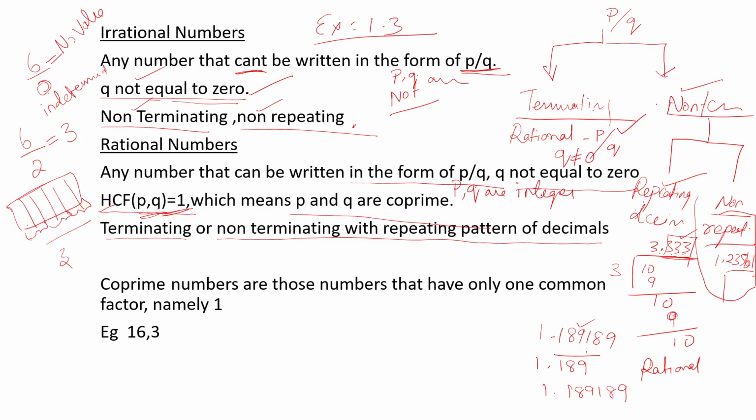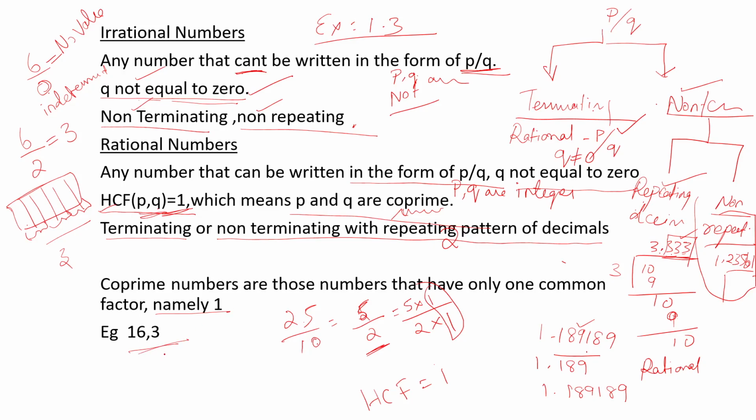Suppose I am giving here 25 by 10. This is in the form of p by q, but it can be further simplified as 5 by 2. Now what are the factors? 2 into 1. What is the common factor? 1. So the HCF will always be 1 in the simplified form of p by q. If that is 1 alone, then the numbers are called coprime. So coprime numbers are those that have only one common factor, namely 1.